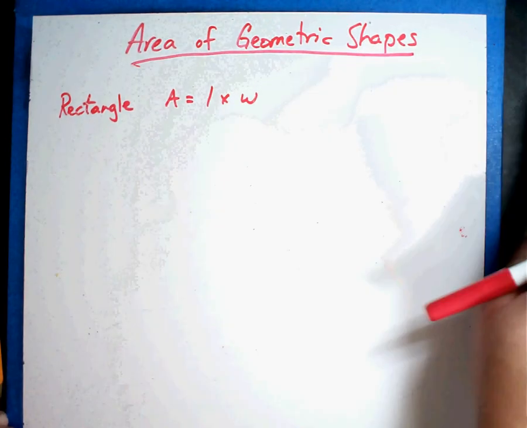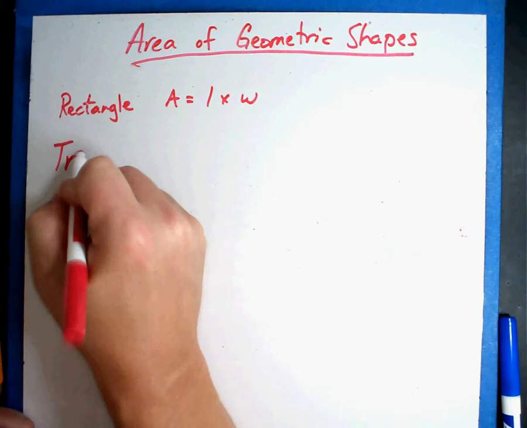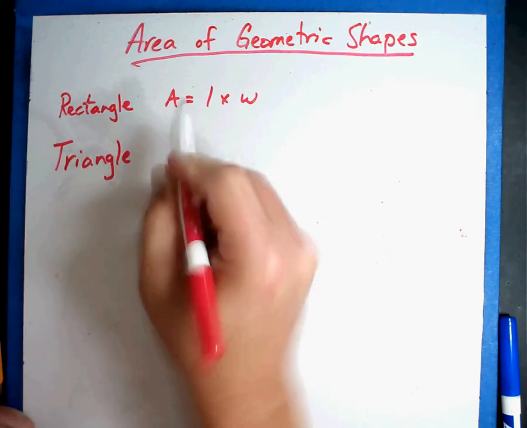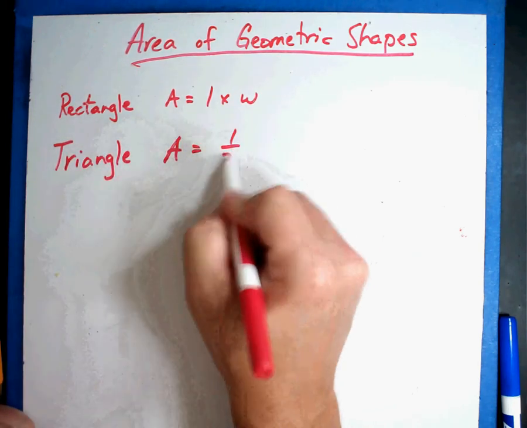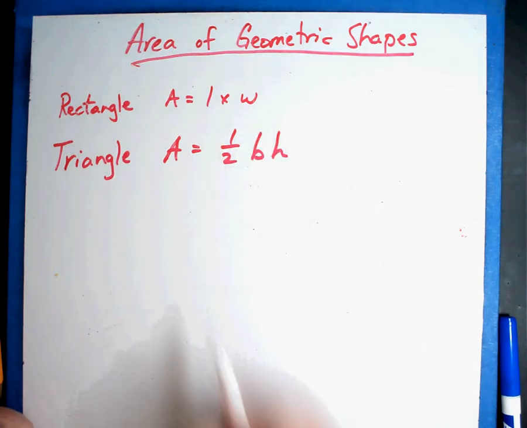Let's talk a second about a triangle. The formula is not the same for a triangle. Area equals 1/2 the base times the height.